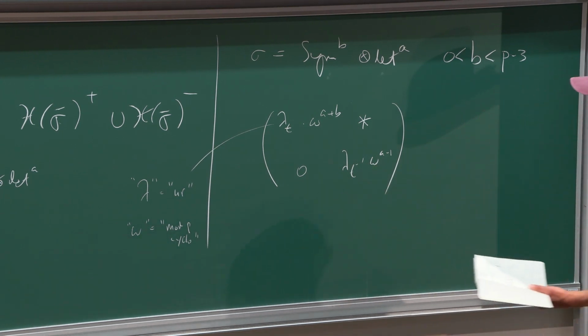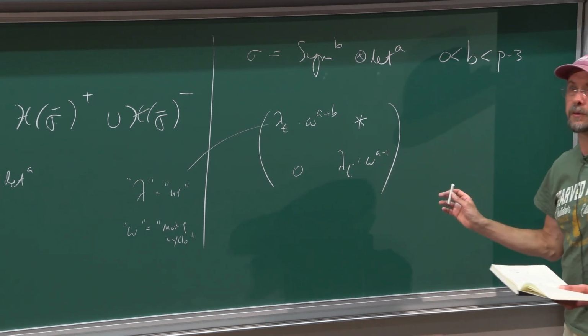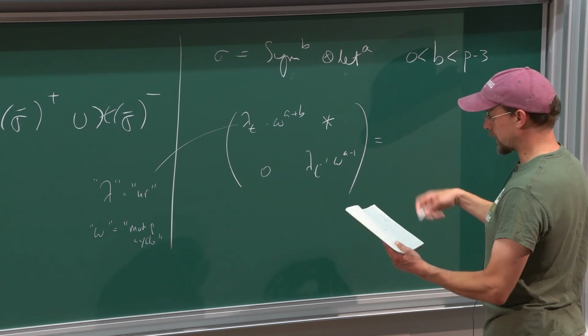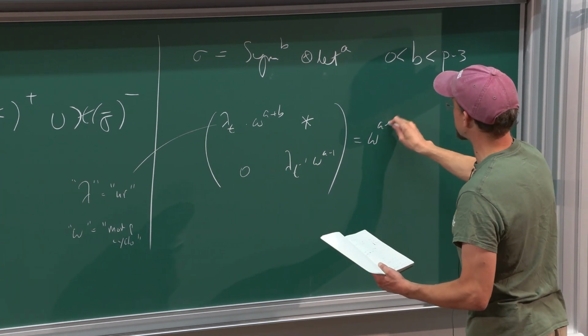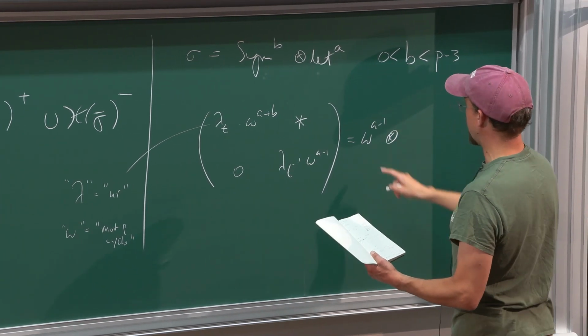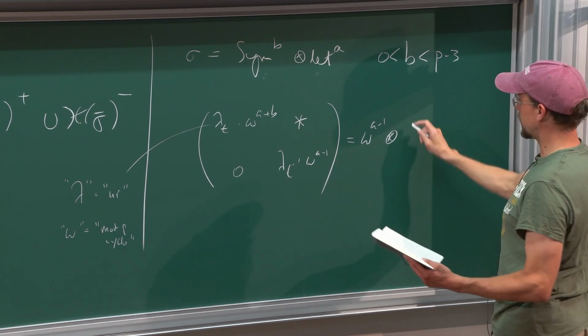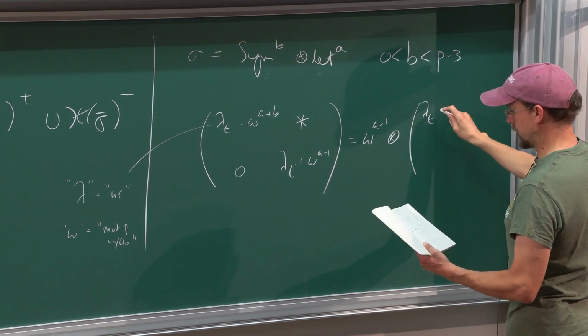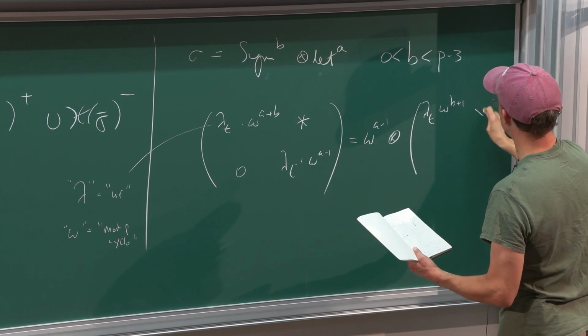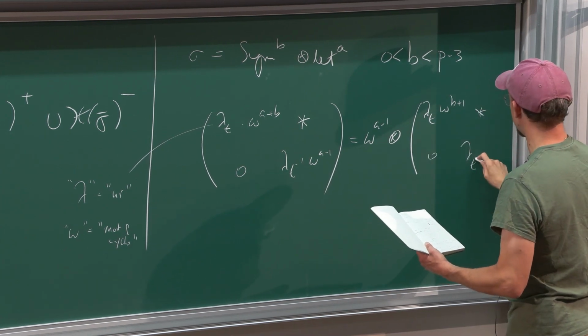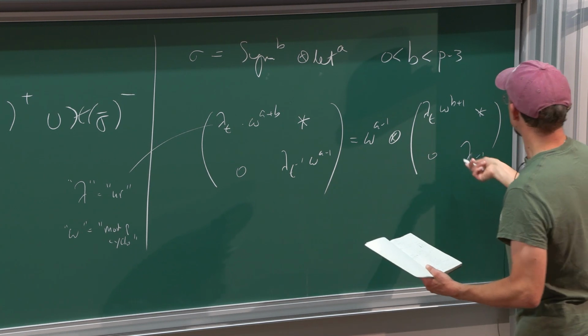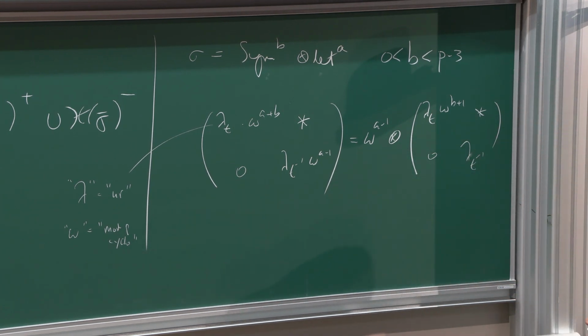When you look at these things, it's a bit of a mess. I mean, there's A's and B's everywhere, so it's useful to think that the twisting doesn't matter too much. So you can just pull out a determinant. You can pull out this guy, and then you have lambda t, and then you have omega to the b plus 1 extension, lambda t inverse. And that's not too bad.